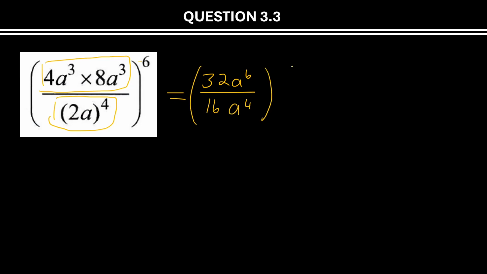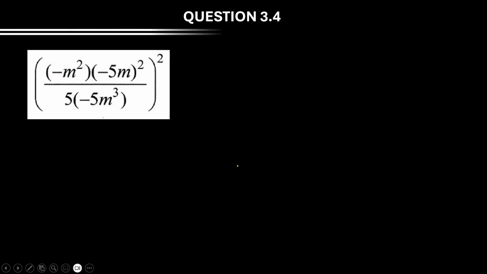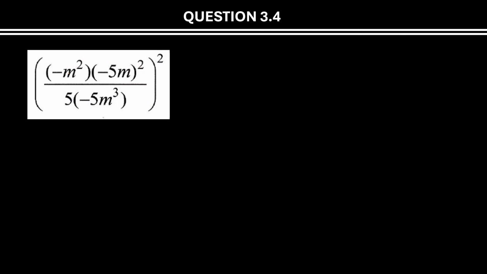Okay, now still on the inside, 16 can go into 32 2 times, and then a to the power of 6 over a to the power of 4, 6 minus 4, gives us a to the power of 2, all to the power of 6. And then this goes 2 to the power of 6. So 2 to the power of 6 is not that obvious, but 2 to the power of 5 is 32, so 2 to the power of 6 is just double that, which is 64, and then a, 2 times 6 gives us 12.